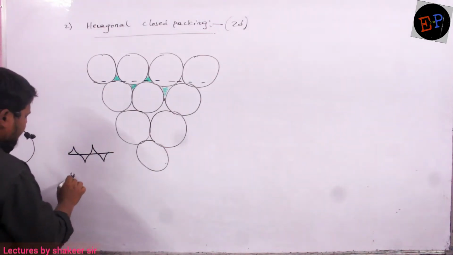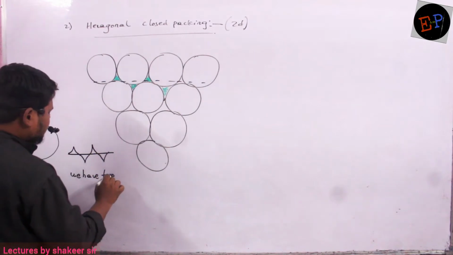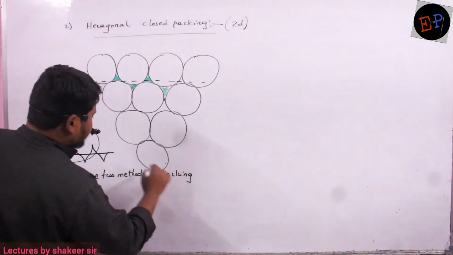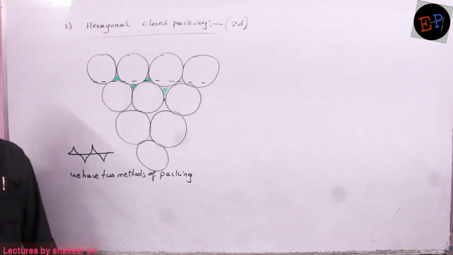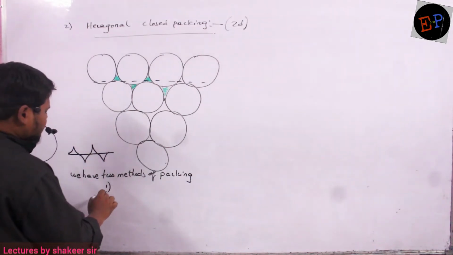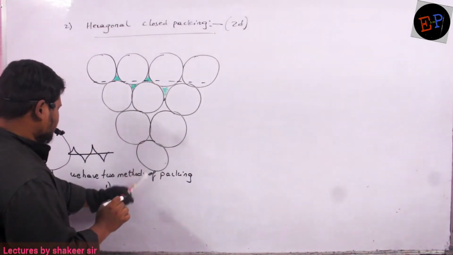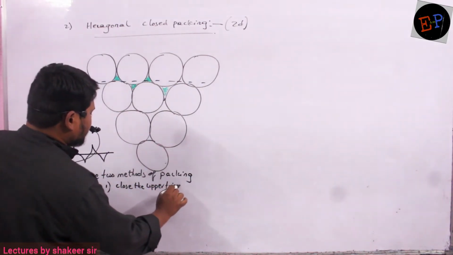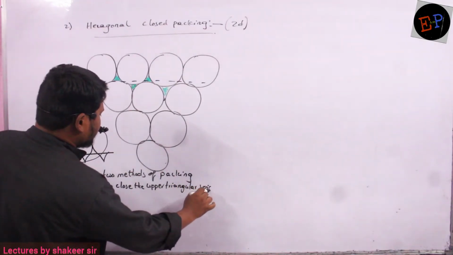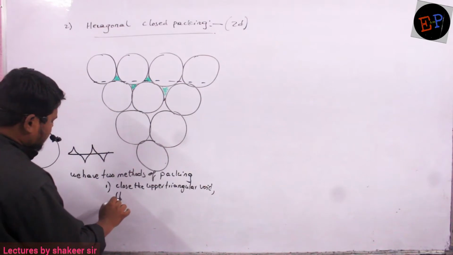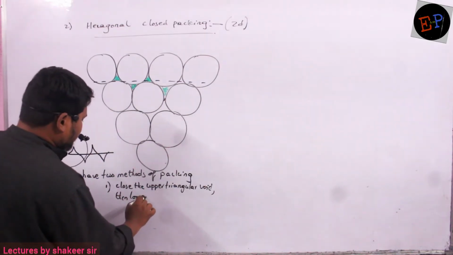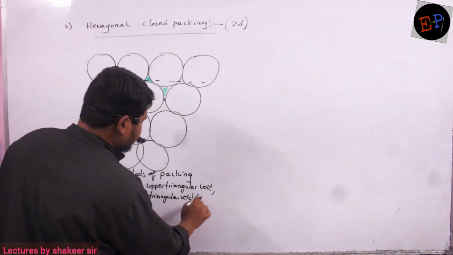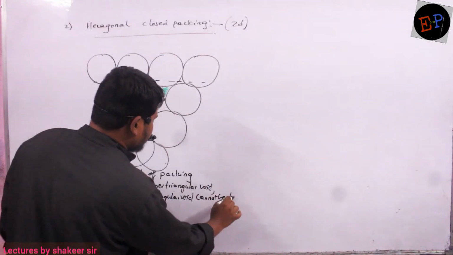Now the point is that we have two methods of packing. Now this 2D figure, I can convert into a 3D figure in two methods. What is the first method, ma? First method is close the upper triangular void. Okay, ma? Then the lower triangular void cannot be closed. Cannot be closed. This is one method.